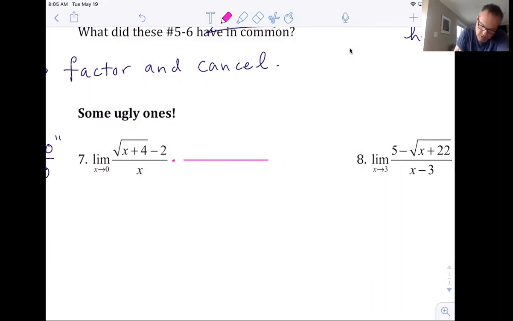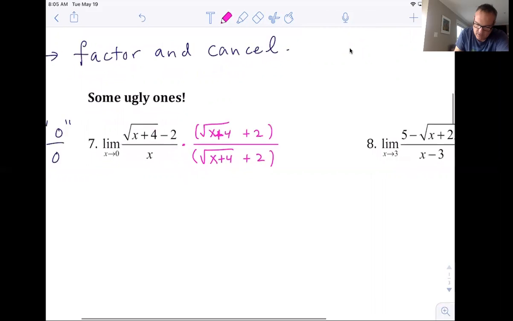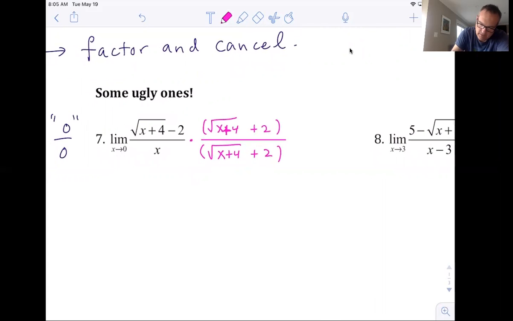So what we're going to do is multiply top and bottom by square root of x plus 4 plus 2. That's the conjugate of the top. We're going to do that top and bottom. And of course, it looks pretty bad, but it'll get better. After a step, the whole deal is to cancel out the 0 over 0.